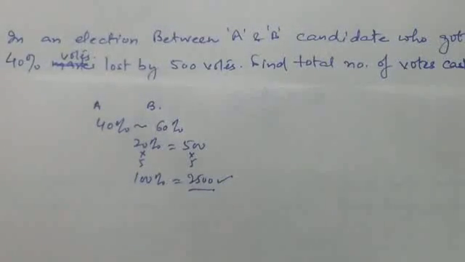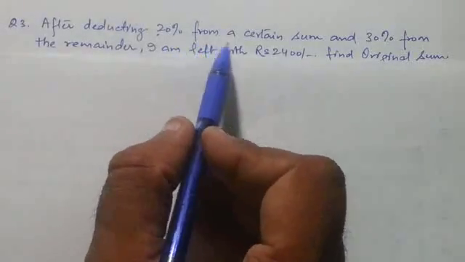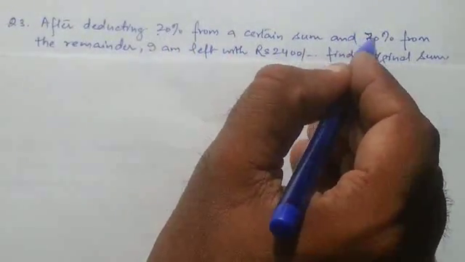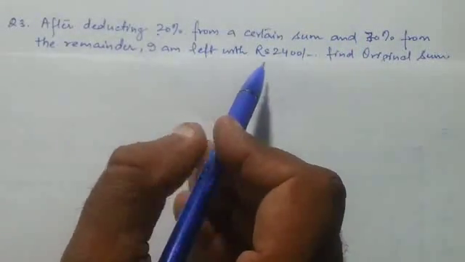Another type of questions will be like this. After deducting 20% from a certain sum, and let us say 70% from the remainder, I am left with 2400. Find the original sum.